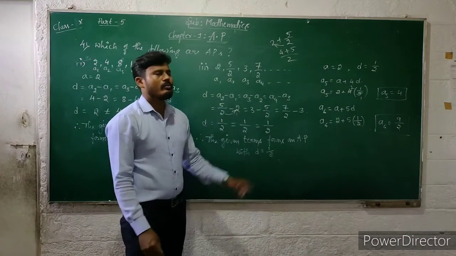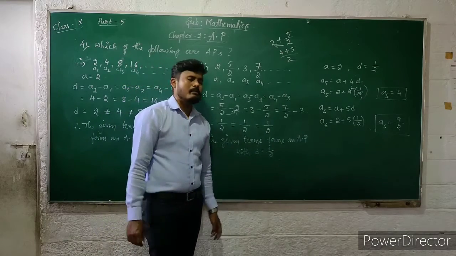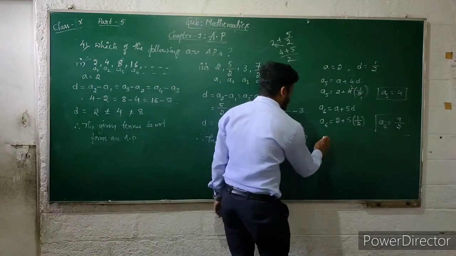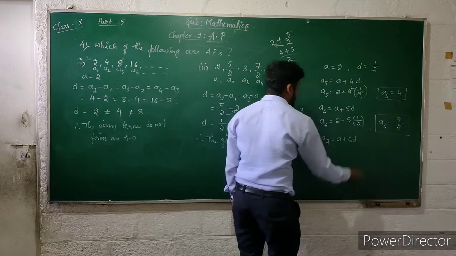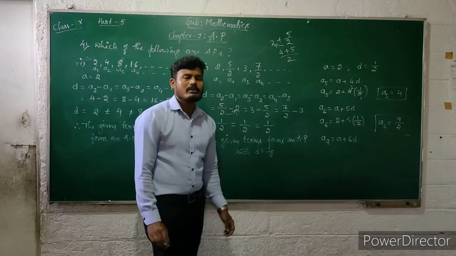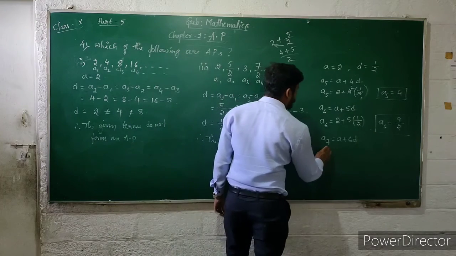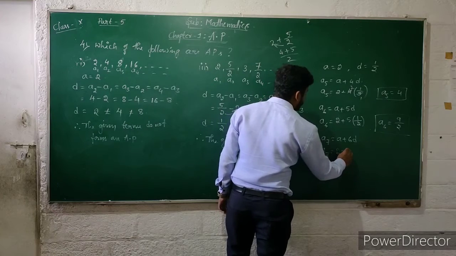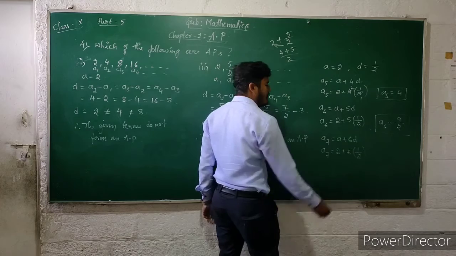9 by 2. 5 plus 4, 4 plus 5 is equal to 9. So 9 by 2 is the answer. Then the last one, the 7th term: A plus 6d, 6 times the common difference. Then A7 is equal to, here A is 2 plus 6 times the common difference, which is 1 by 2.